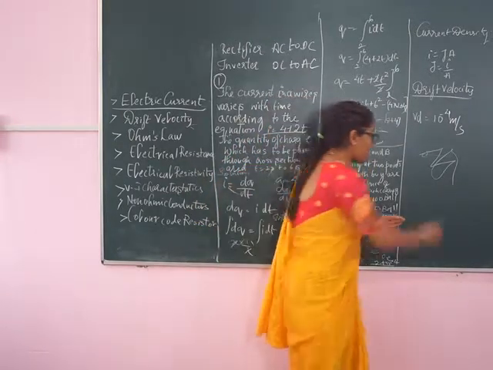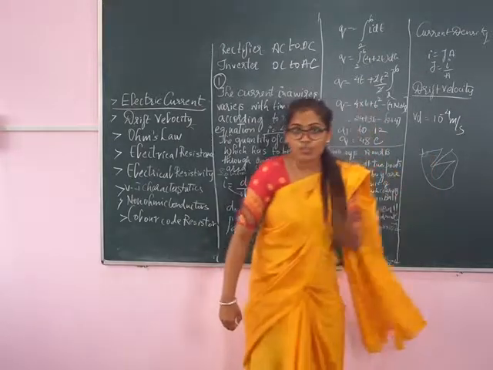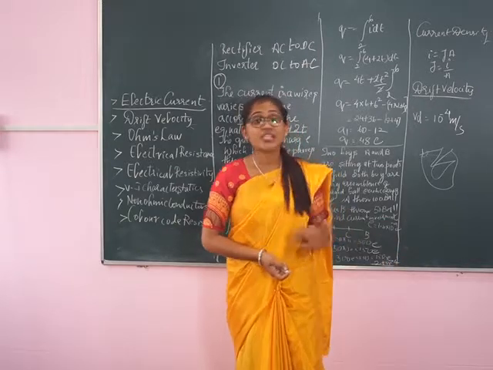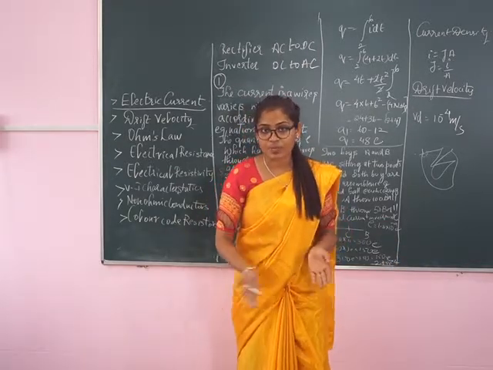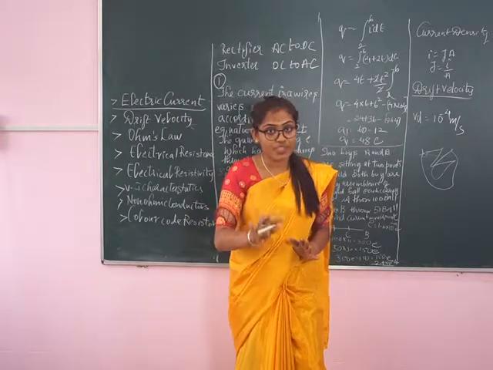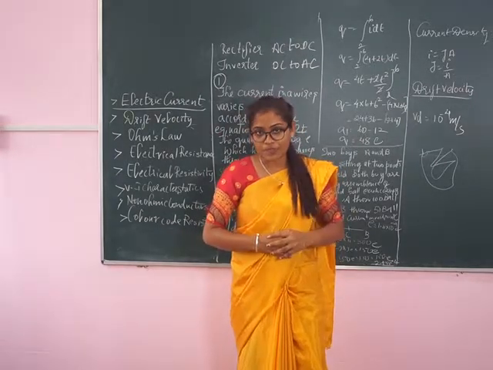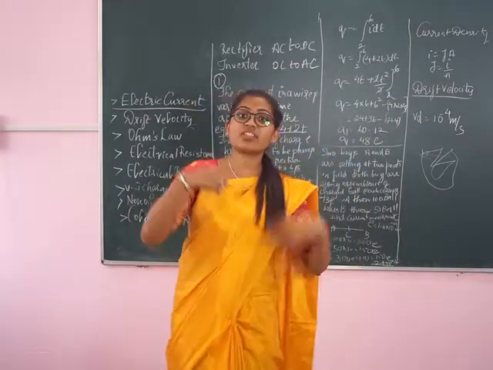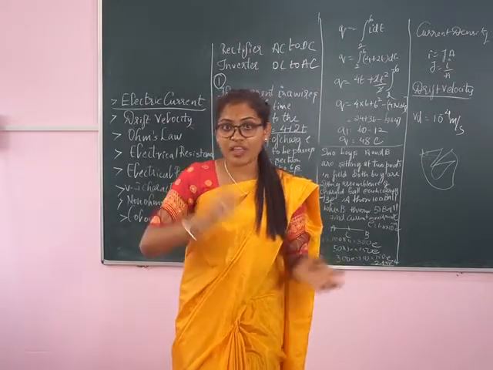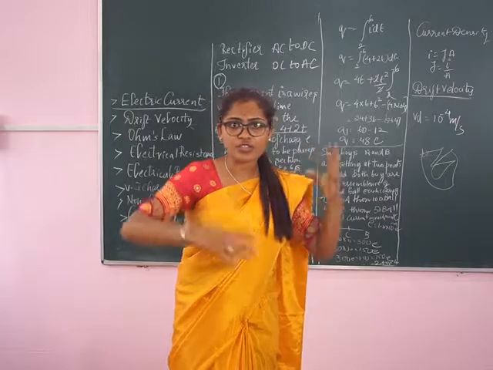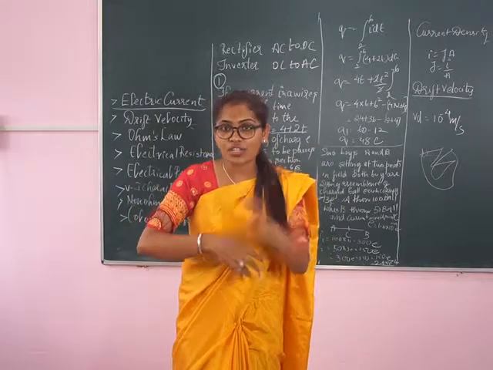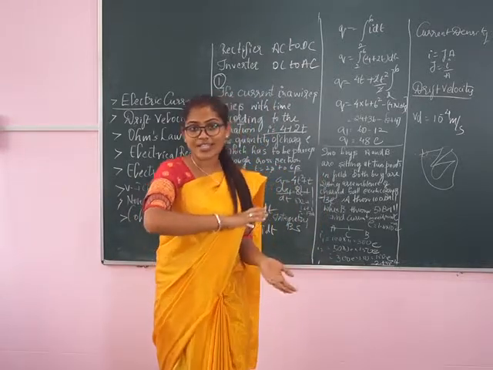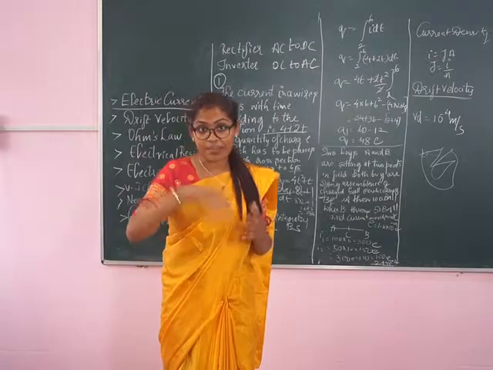But if the charge comes back to the same position, what about the displacement? It will be 0. So the net velocity will be 0 because there is no displacement. But it is covering a distance, which means it has a particular speed. Collisions may also take place when they are moving in different directions. We will study in detail what happens when collisions take place.